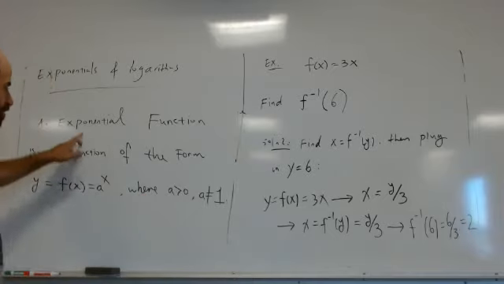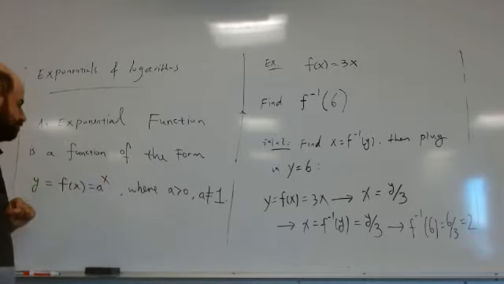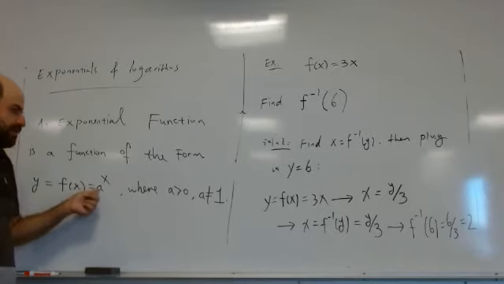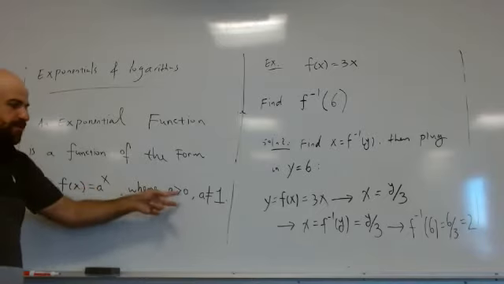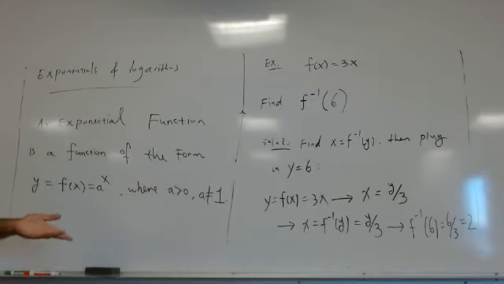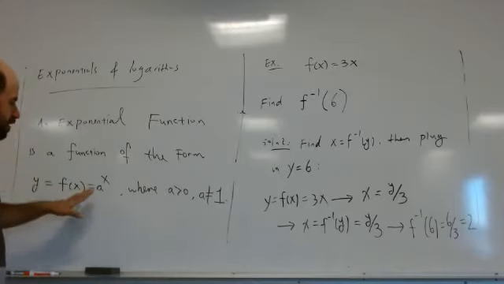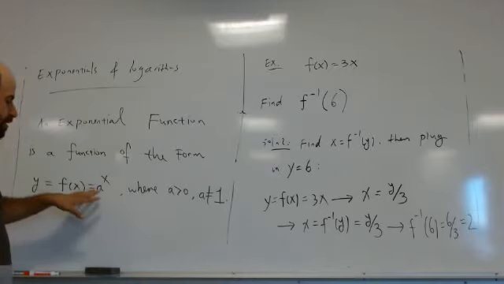x squared is a polynomial. The variable x appears in the base. Now for an exponential function, the variable x appears in the power. The base is a fixed constant, and not any constant: the base has to be positive and also not equal to 1. Why should it not be equal to 1? Because 1 to any power is 1, right? So we want to avoid that trivial situation.